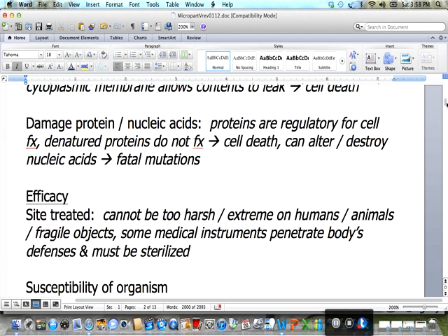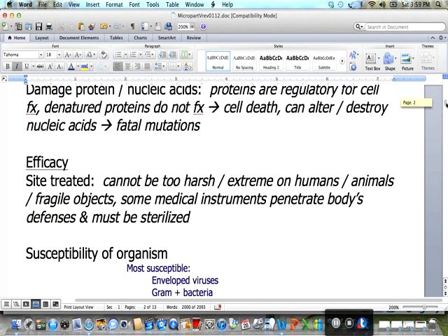The efficacy, or how effective an antimicrobial is, depends on several things. One concern is the site being treated. Agents must not be too harsh or extreme when used on humans or animals. They must not be so harsh as to damage fragile objects. Some instruments that penetrate the body and its defenses must be sterilized.